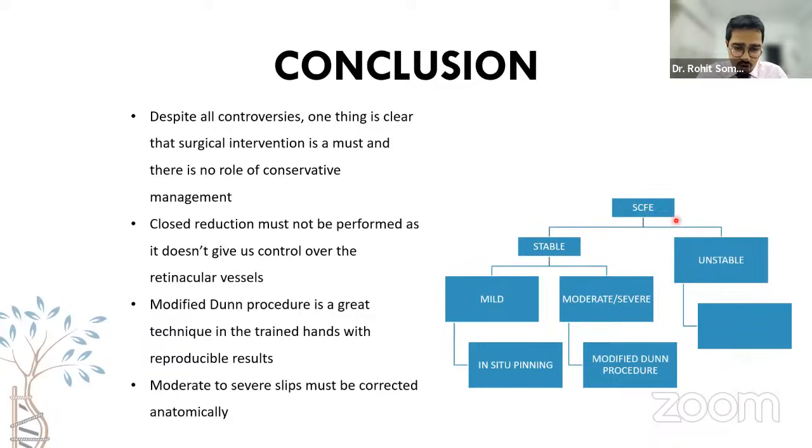This is a short flowchart that I could make regarding the same. If the patient comes to you with a diagnosis of SCFE, if it is stable and mild, do an in-situ pinning. If it is moderate to severe, even if it is stable, go ahead and do a modified Dunn procedure if you are trained well enough. If it is unstable, you have to go ahead and reduce it.